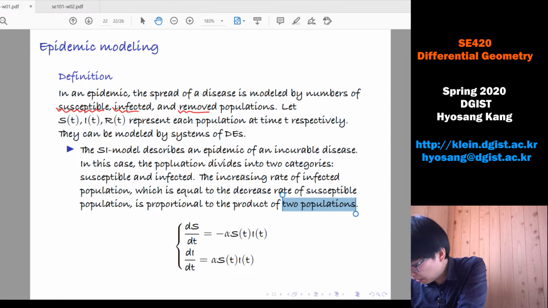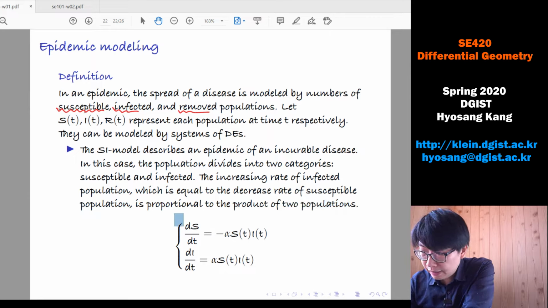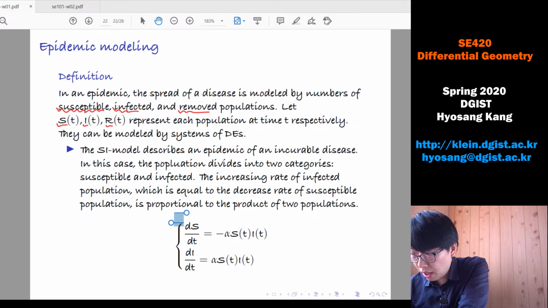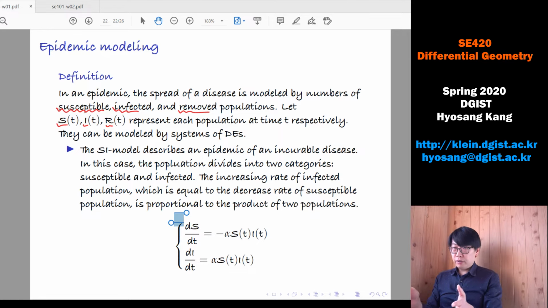Okay. So we are going to model this number of people by functions S, I and R. S for susceptible, I for infected, and R for removed. You can also divide the removed people into two groups: one for deceased, meaning died, and one for cured and immune.